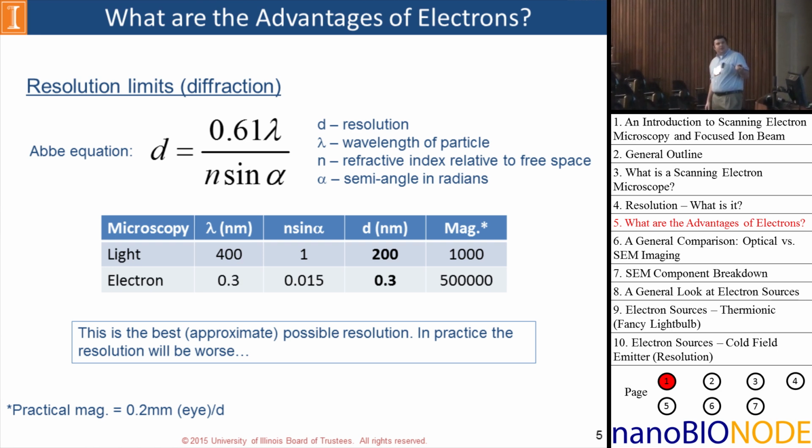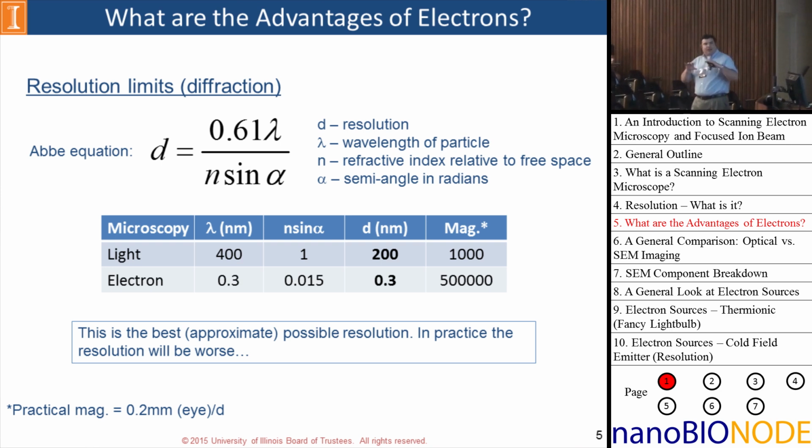The other difference here is the numerical aperture. Light's around 1. Electrons are a little bit different due to the convergence angle of the beam. But just the hard numbers: practical resolution for light microscopy is around 200 nanometers, depending on the instrument and some of the optics. For an electron beam, you're looking at around 0.3 nanometers. This is the diffraction limit of the system. Practical magnifications of those 2 are around 1,000 to 2,000 for light, and about 500,000 for an electron microscope.